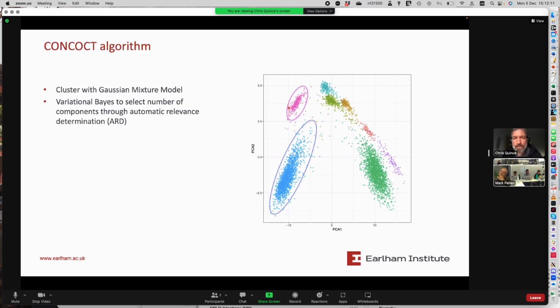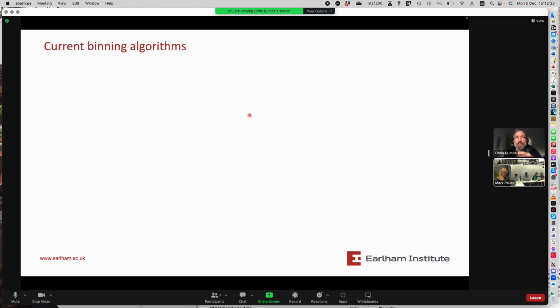the overall coverage. To deal with this question of how many clusters are present, we use something called automatic relevance determination. We start off with more clusters than are needed, and the ones that aren't needed will shrink out of the data set. Now, Concoct, I think we devised that in 2015. We published that paper, and it was one of the first automatic binning algorithms. It was probably the first one that actually worked well, and so it created quite a lot of interest.